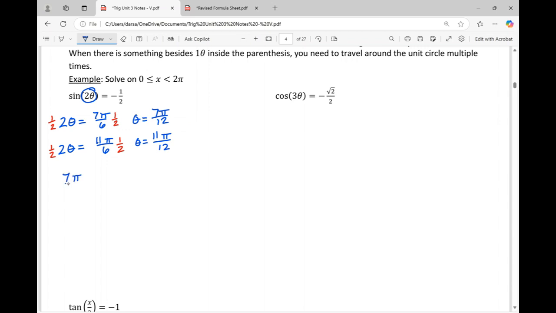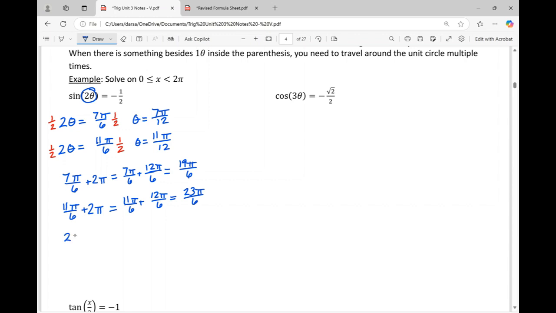Let's take 7 pi over 6 and 11 pi over 6, and let's add 2 pi to those. Now, I know that this will get us outside of the unit circle, but watch what happens when we solve the equation. So 7 pi over 6 plus 2 pi. 2 pi is 12 pi over 6. Get our common denominators. So that's 19 pi over 6. And 11 pi over 6 plus 2 pi, which is 12 pi over 6, is going to give us 23 pi over 6. Now, yes, those are bigger than the unit circle. But remember, this is the stuff off of the unit circle.